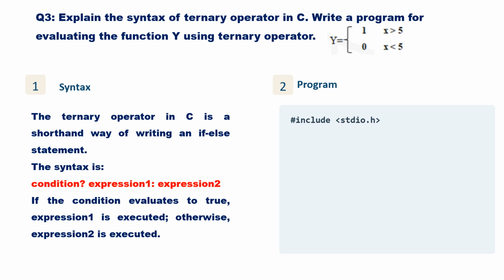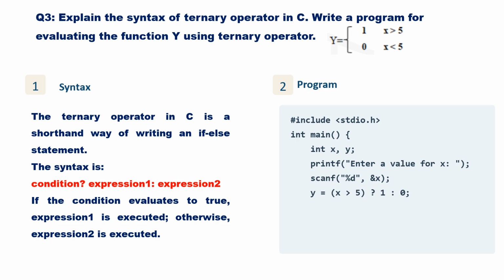#include <stdio.h>. int main. Declare variables int x, y. Provide prompt message to enter value for x using printf. scanf("%d", &x). Read the user input and store it in the variable x. The next line uses the ternary operator to assign a value to y based on a condition.